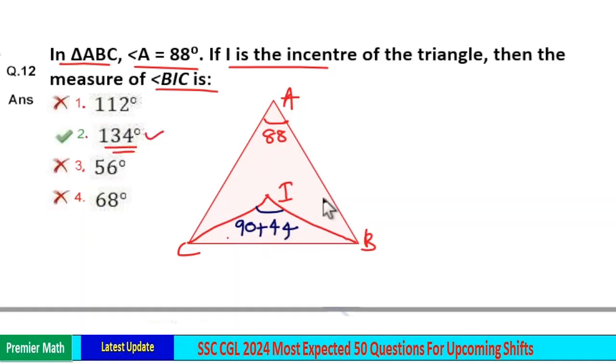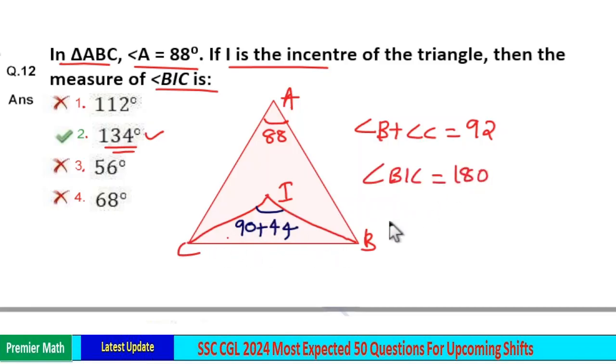If you don't know this short trick, you can apply the concept. That is, in large triangle, angle B plus angle C is equal to 180 minus 88. That is 92 degree. And in smaller triangle, angle BIC is equal to, sum of angles 180. So 180 minus these two angles. These two angles are half of B and C. So 180 minus half of B plus C, which is 92 by 2. Now 180 minus 46 is 134 degree.